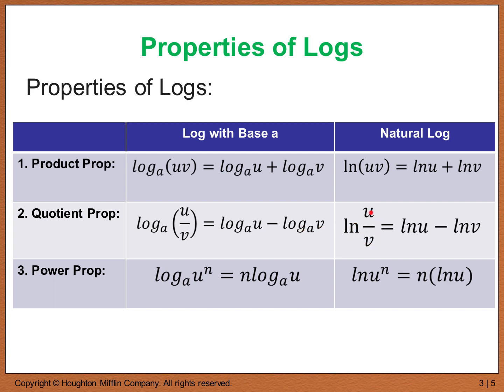Natural log, when I'm dividing, is going to turn into a subtraction as well. And finally, we have the power property. The power property states that if you're taking the log of a power, or some number being raised to an exponent, you can take that exponent and bring it down in the front and multiply it by the log of the base of that power. And again, that works for the natural log as well.